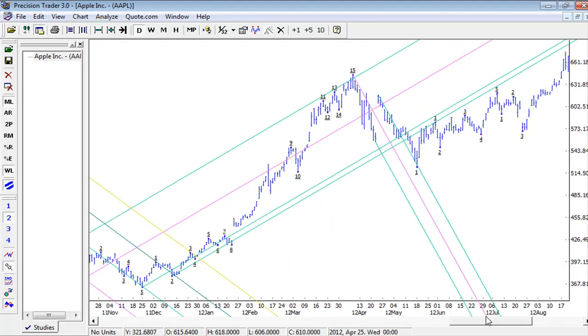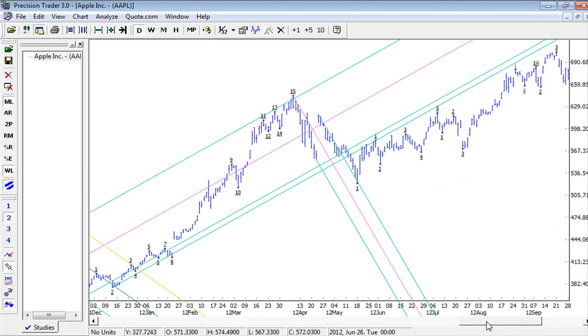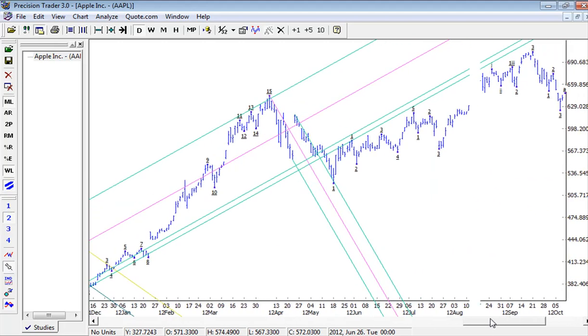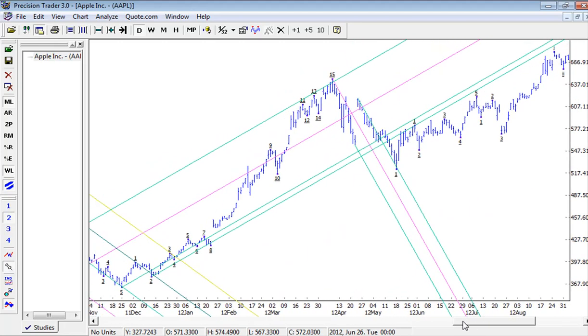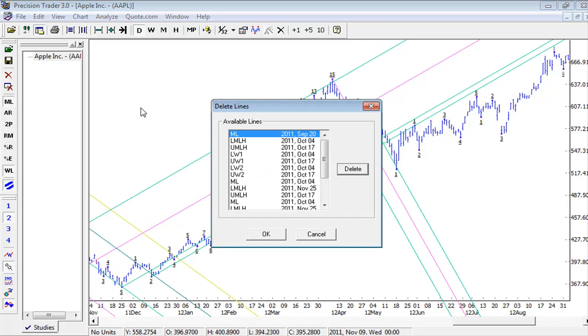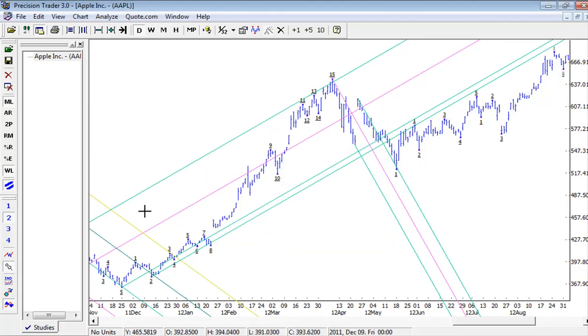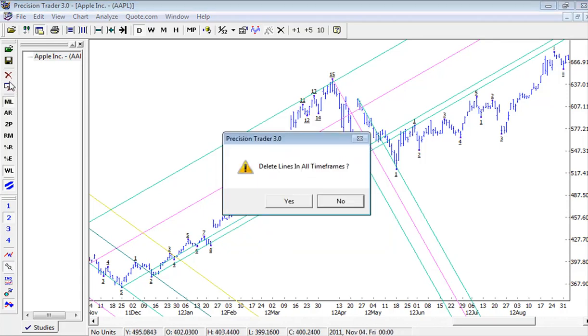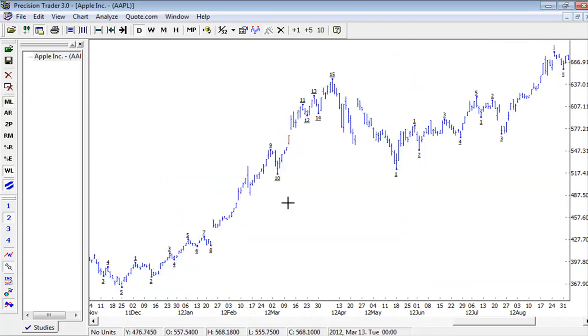Okay, and as prices go up, they go up to the parallel. We'll take a look at that in a second. And as I fumble around at this stuff here, there we go. Let's clear the screen.